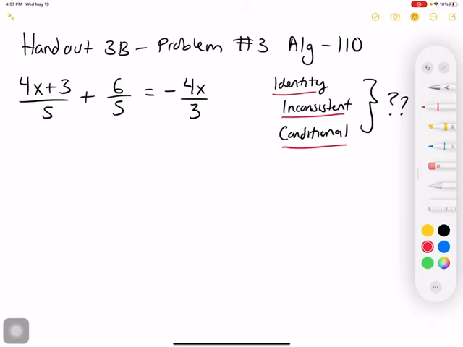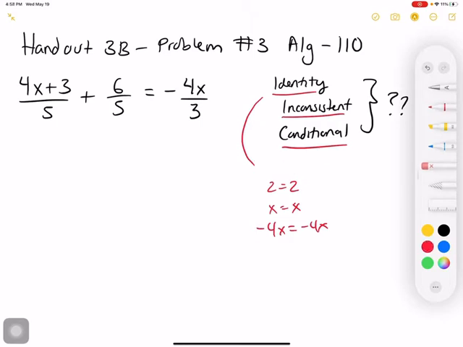An identity is going to be an equation where the left side of the equal sign is going to be equal to the right side of the equal sign. So we're trying to solve an equation and we reach something that looks like 1 equals 1, or 2 equals 2, or x equals x, or whatever, right? Negative 4x equals negative 4x. Then that equation is going to be defined as an identity.